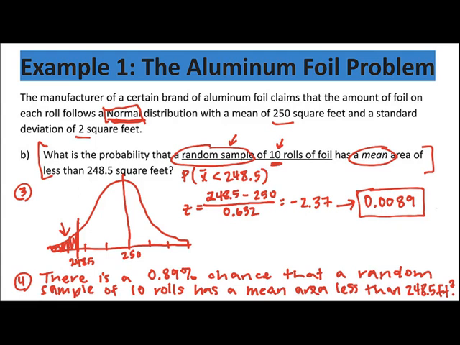Why did I happen to get this? Is the manufacturer being truthful about this 250 square feet? Very important questions. You know, foil is important.